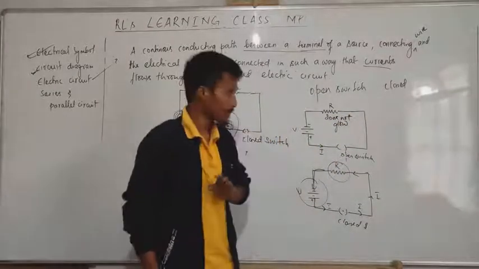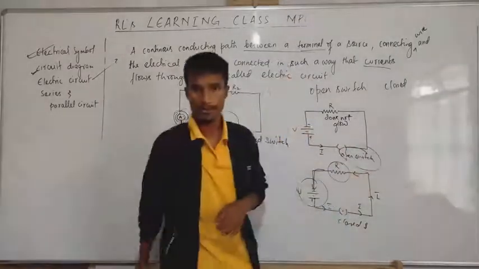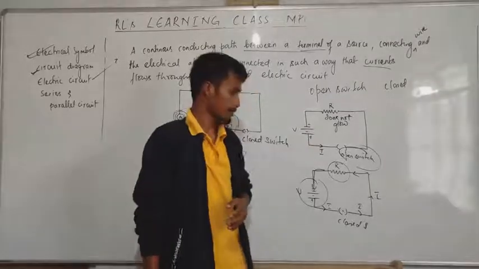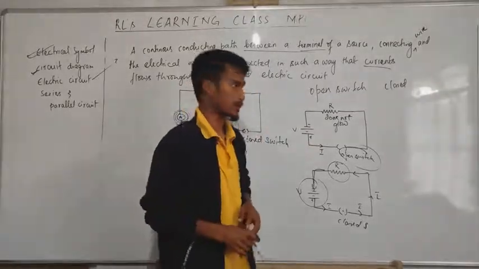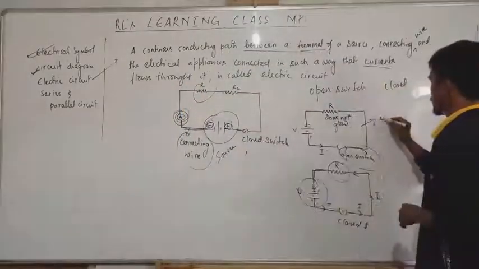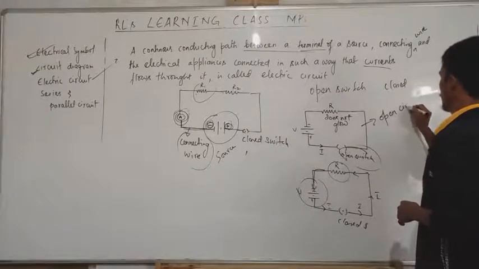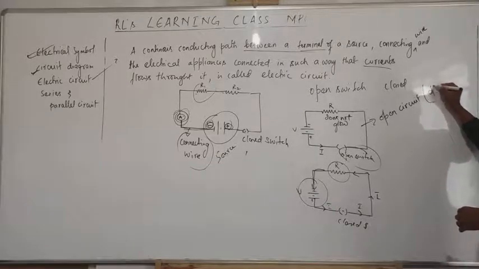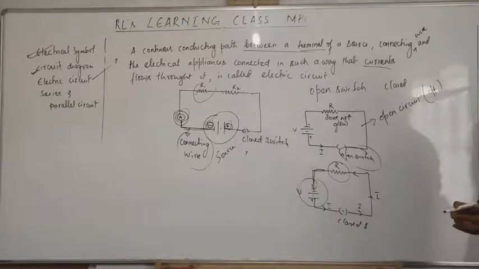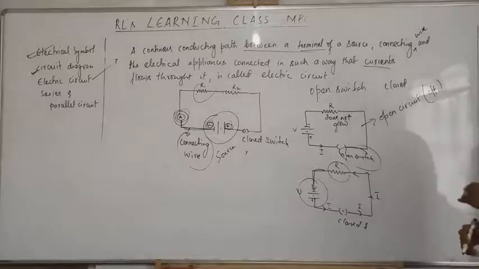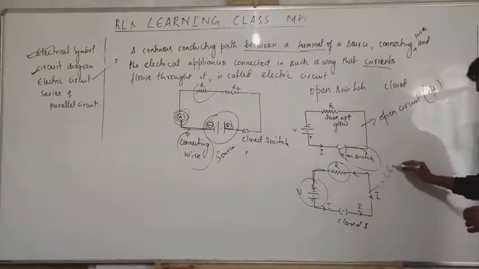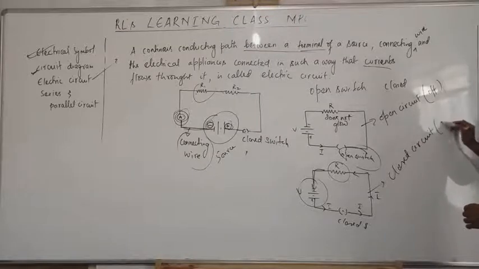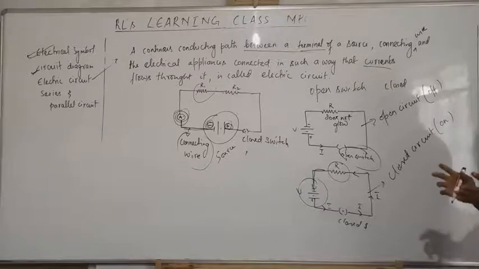When you off the switch, it means open switch or open circuit. Off the switch means open circuit. On the switch means closed circuit. This is an open circuit. This will be the off position of the switch, and the bulb does not glow. Then this one will be a closed circuit.